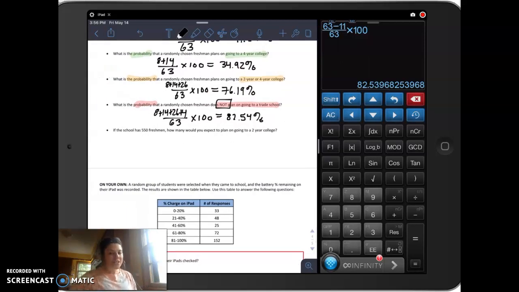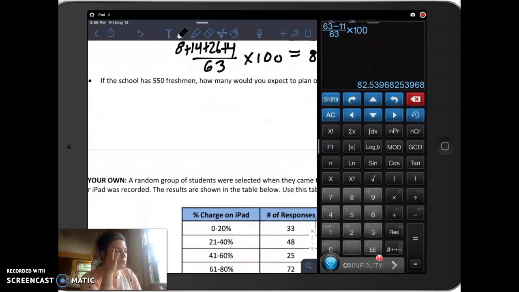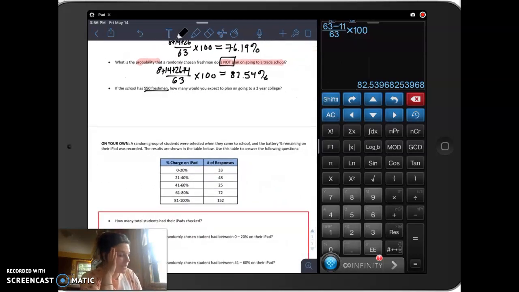Okay, here's a little tricky one. It says if the school has 550 freshmen, how many would you expect to plan on going to a 2-year college? So this is about probability, but it's also about going back to proportions. So they're saying, for this, there's a total of 550 freshmen. But in our experiment, we know that there were only 63 people who were surveyed.